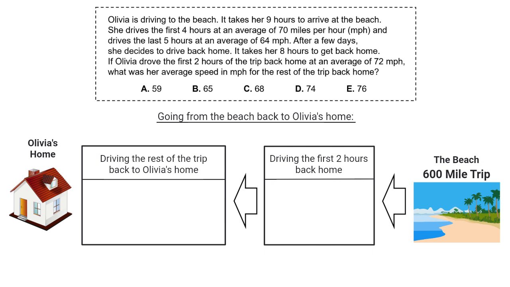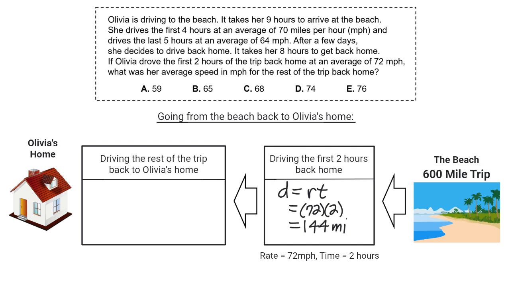So now let's start making our way back home. For the first 2 hours back home, the rate was 72 miles per hour for 2 hours. So once again, we can get the distance for that. Distance, once again, is rate times time, which is 72 miles per hour times 2 hours. That's 144 miles. So the first leg of the trip back home covered 144 miles.